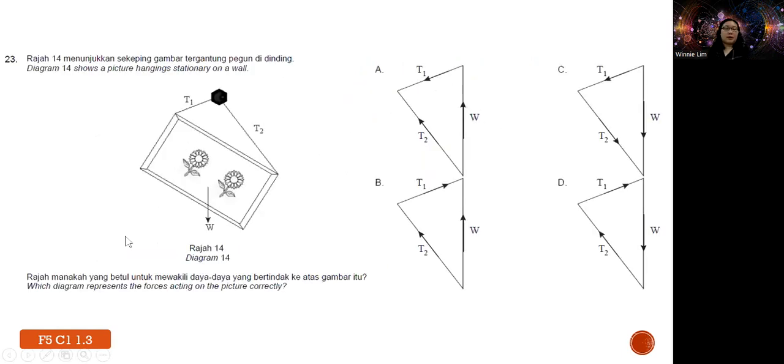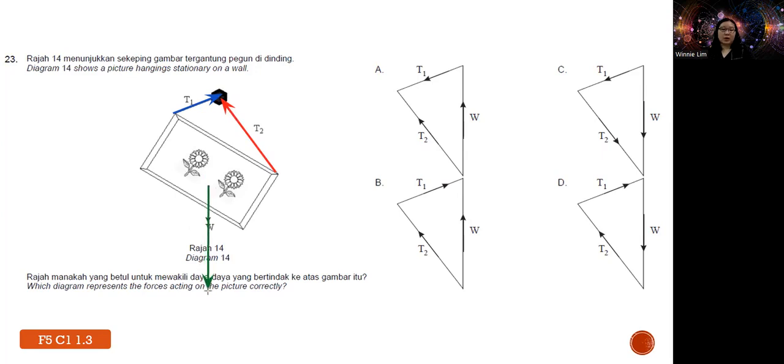Question 23. About the idea of forces in equilibrium, normally they want you to show the triangle of forces. Which diagram represents the forces acting on the picture correctly? I will tell students, first you label the direction of the tension. The arrow of the tension is always away from the object. That means upward like this. And then you have this one. And lastly, you have your weight, which is straight downwards.